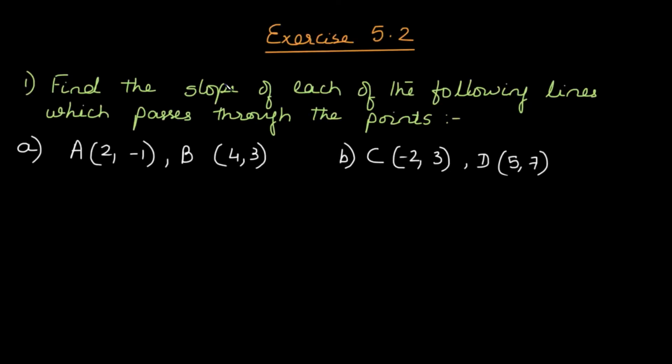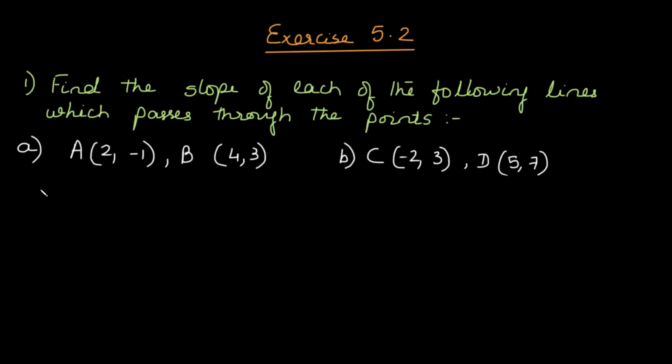Before we go any further, I thought we will just start with the exercise 5.2 and see what type of sums are given which deal with the slope, inclination, etc. Question number 1 in that, find the slope of each of the following lines which passes through the points. Now certain points are given over here. For example, in the first question, A is (2, -1) and B is (4, 3). So 2 points are given.